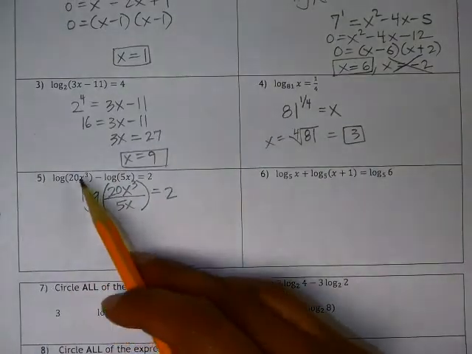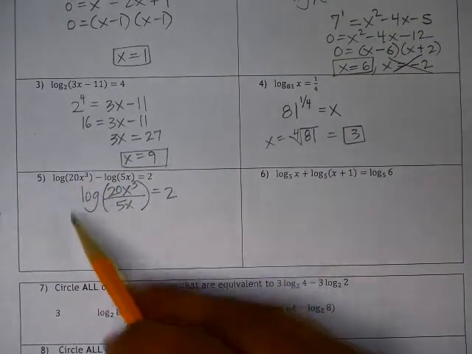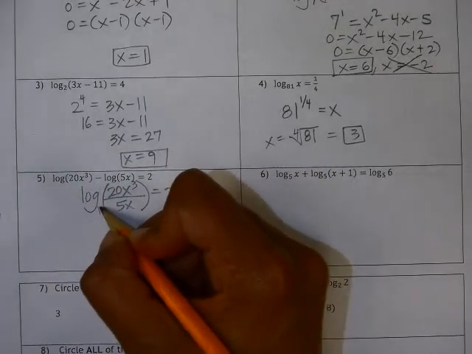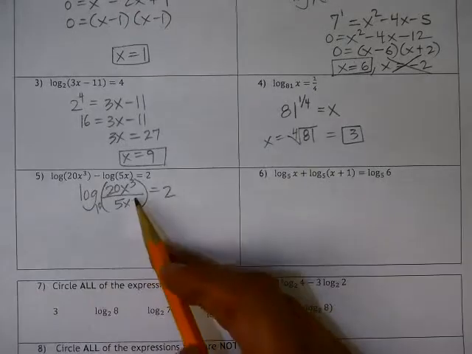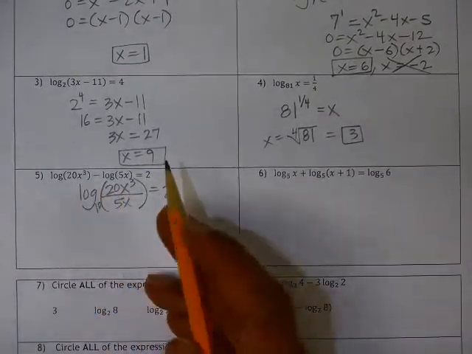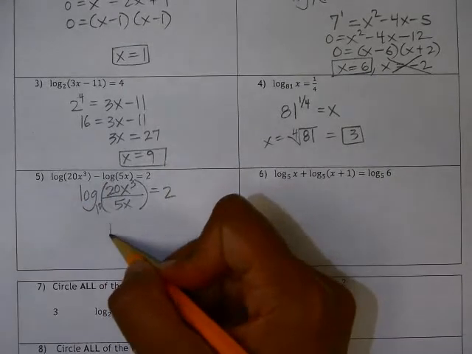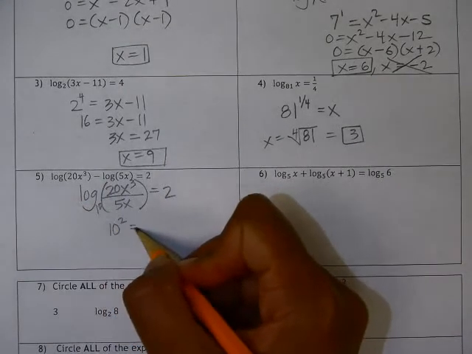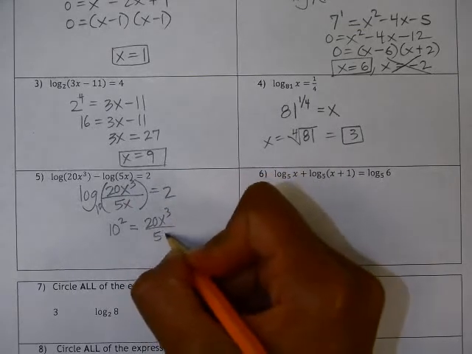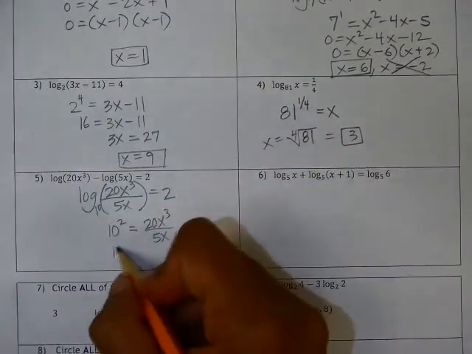Notice here the base is not written, so we know that when the base isn't written, it's a base of 10. So if it helps, you can just write that in there. And then we need to change this to exponential form since there's only a log on one side of the equation. So I'm going to rewrite this as 10 squared equals this expression here, 20x cubed over 5x, we can simplify that.